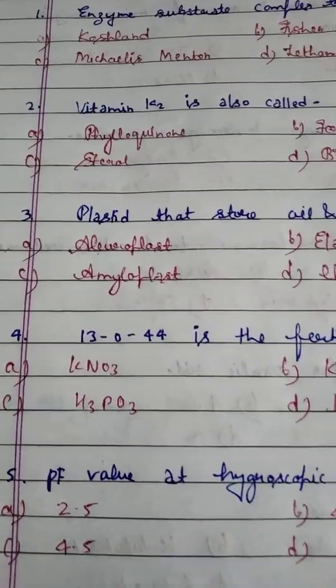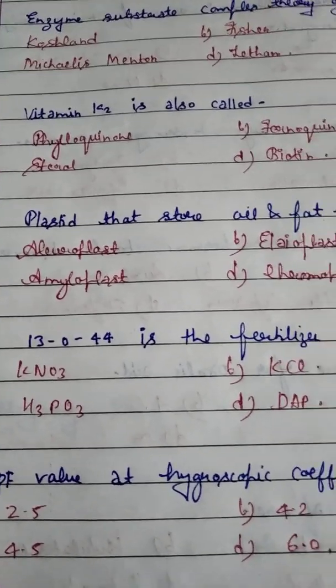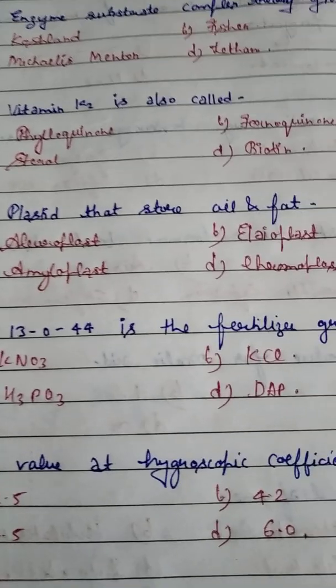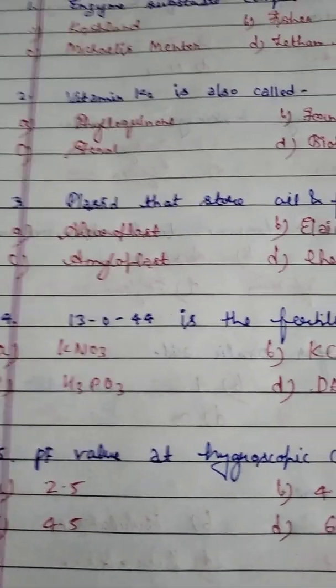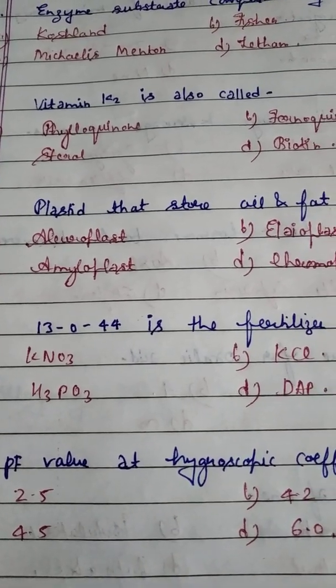Student, question number 2, you see. Vitamin K2 is also called option A phyloquinone, option B fernoquinone, option C sterol, option D biotin. You have to tell what vitamin K2 is known as.